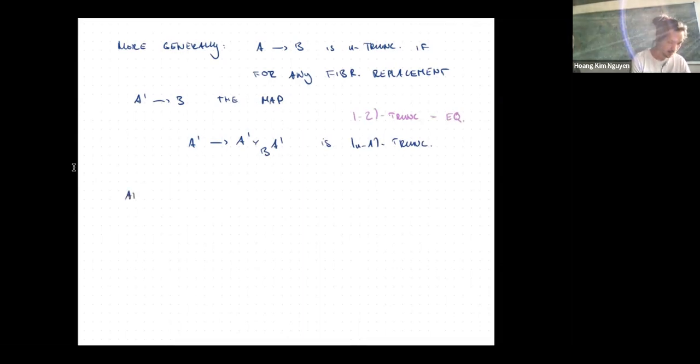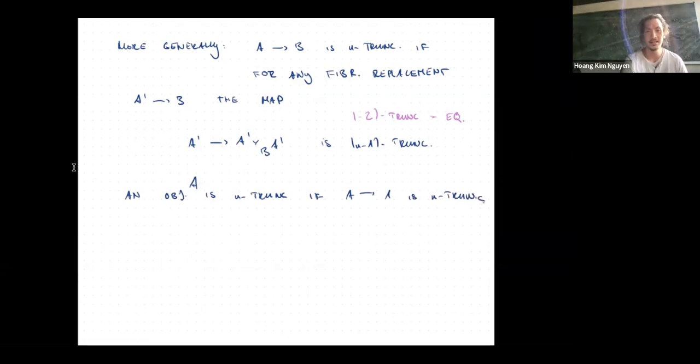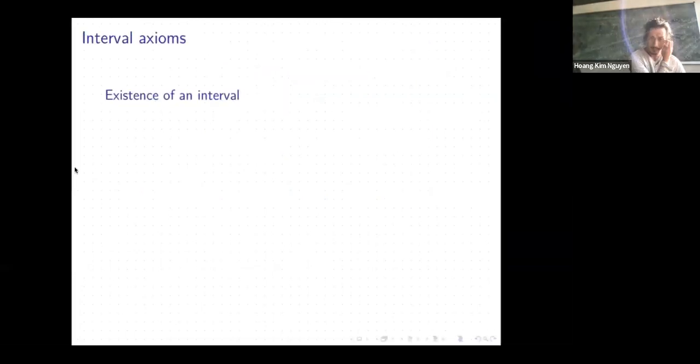And an object is n-truncated if object A's canonical map to the terminal object is n-truncated. Okay, so that sets the stage, and then our first couple of axioms will involve an interval.